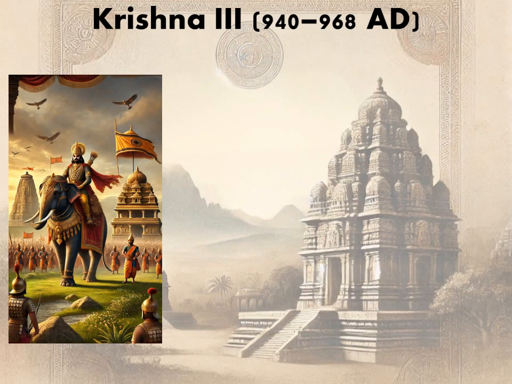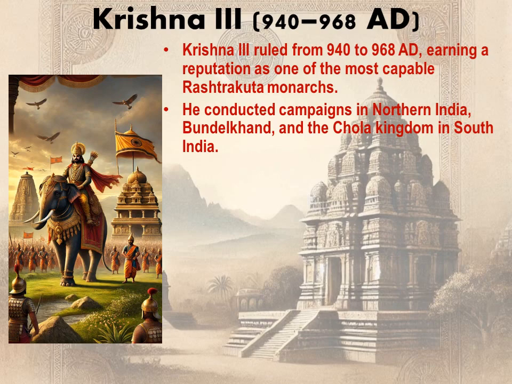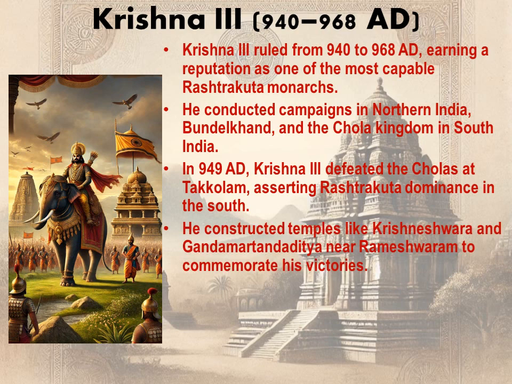Krishna III, 940 to 968 AD. Krishna III ruled from 940 to 968 AD, earning a reputation as one of the most capable Rashtrakuta monarchs. He conducted campaigns in northern India, Bundelkhand, and the Chola kingdom in South India. In 949 AD, Krishna III defeated the Cholas at Takkolam, asserting Rashtrakuta dominance in the south. He constructed temples like Krishneshwara and Gandamartanda Aditya near Rameshwaram to commemorate his victories.